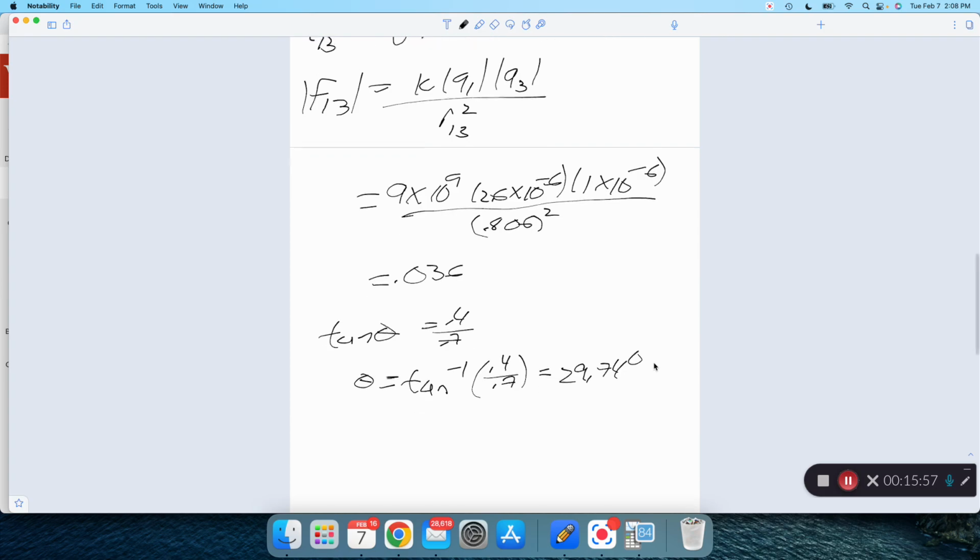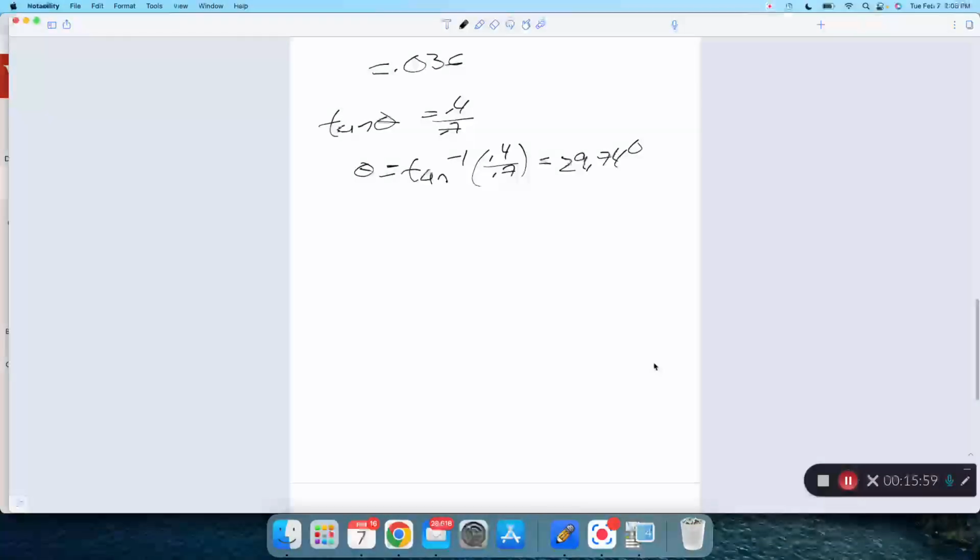Okay, now I'm ready to find the components of my vector. So I've got F13 pointing up at some angle. I know the angle here, 29.74 degrees. This will be the x component of that vector. This will be the y component.